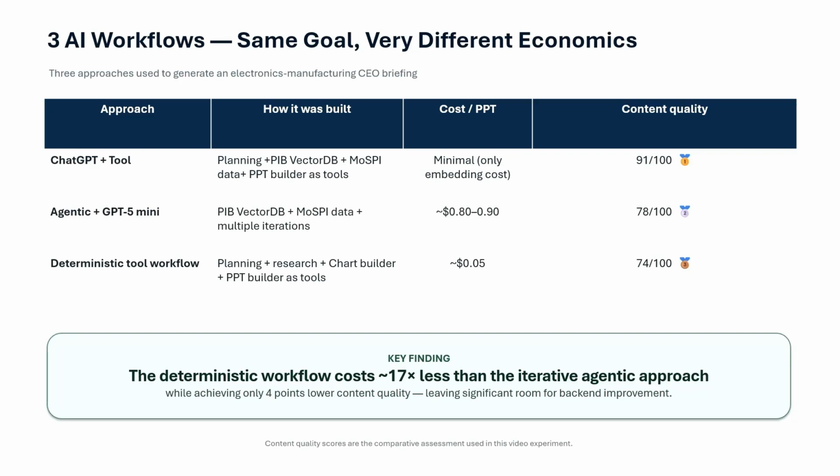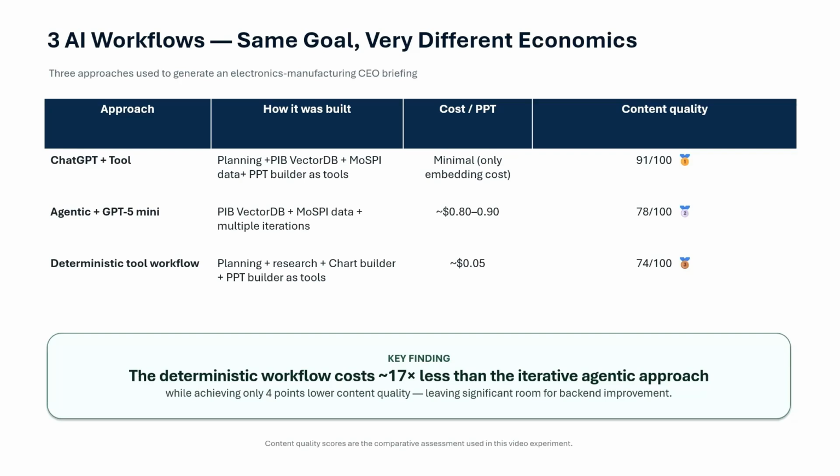And this is the part I find most interesting. The deterministic workflow cost roughly 17 times less than the iterative agentic approach, while the content quality difference is only 4 points. So, at least in this experiment, the lesson is not simply that more AI calls produce better results. Good AI system design matters.